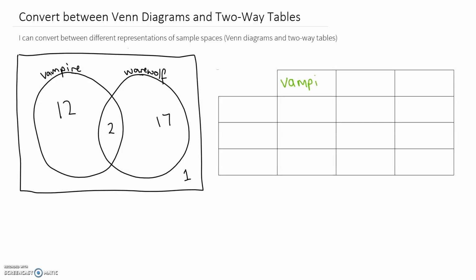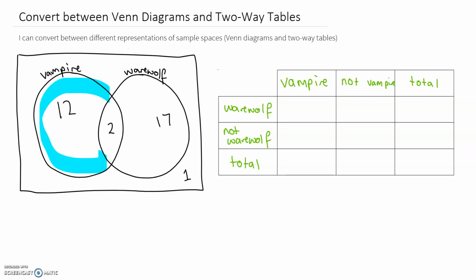So let's put vampires up here. And then we're going to say not vampires here. Okay, and we're going to put werewolf and not werewolf. Okay, and we're going to put total. Again, you don't have to write total, it just makes it a bit clearer. And let's start filling it in. So let's start with this 12. This is this section of the Venn diagram. So that is the people who are vampires, but not werewolves. So if we go vampire, not werewolf, that's this section here. So we're going to write a 12 in there.